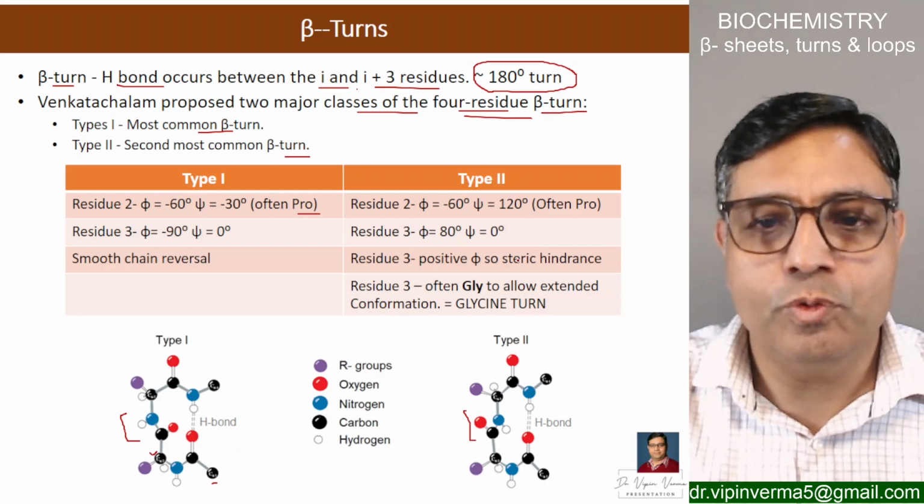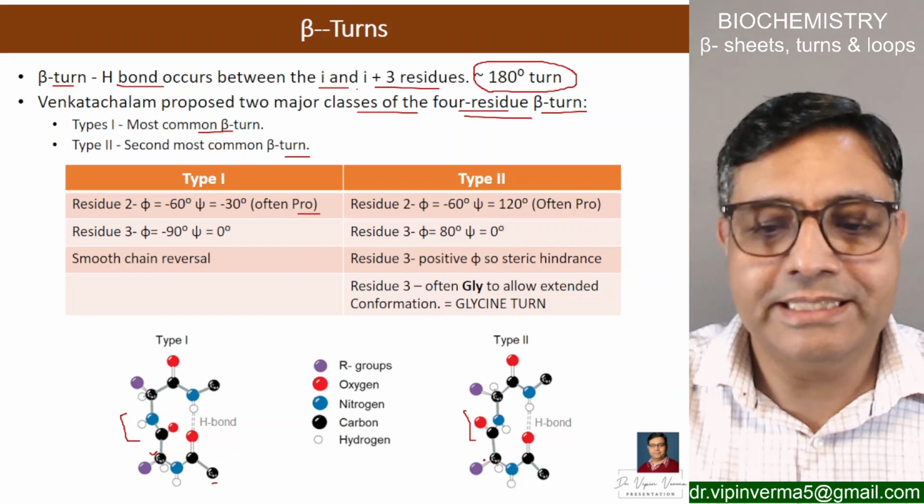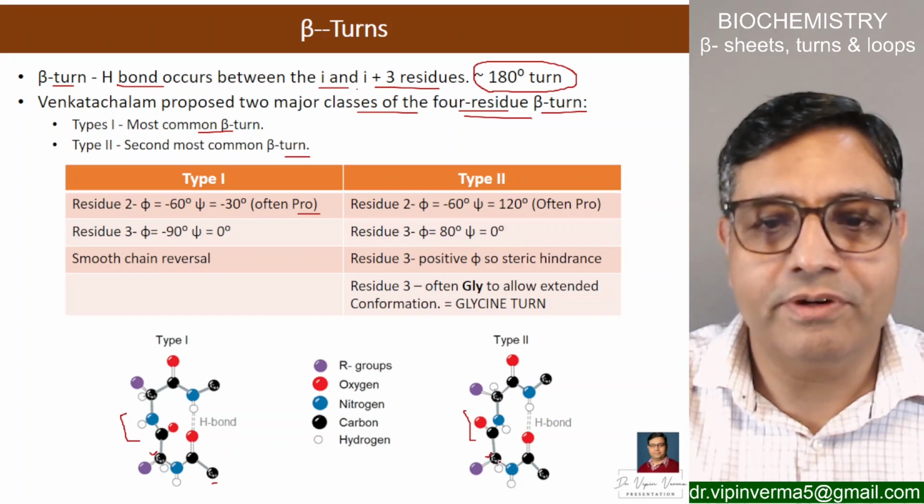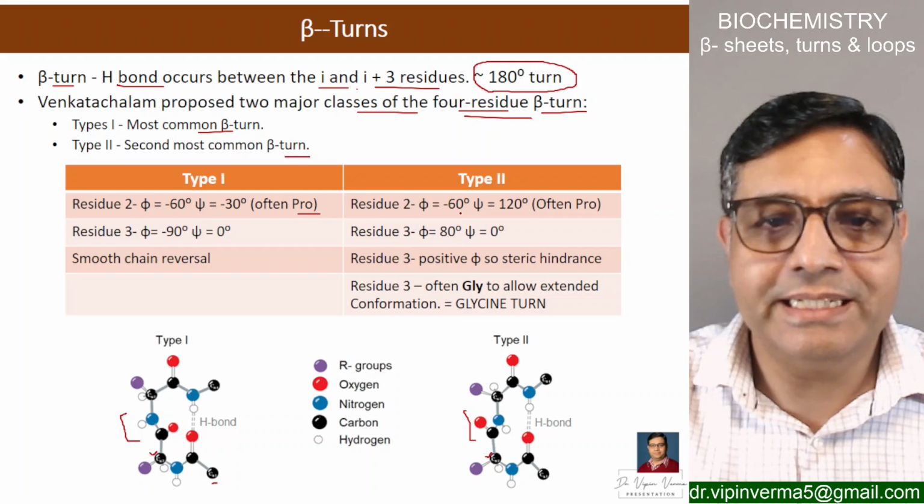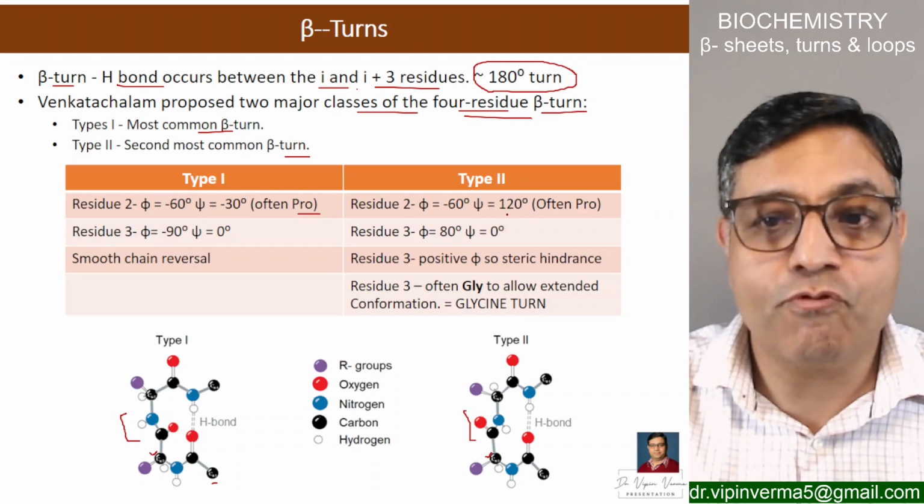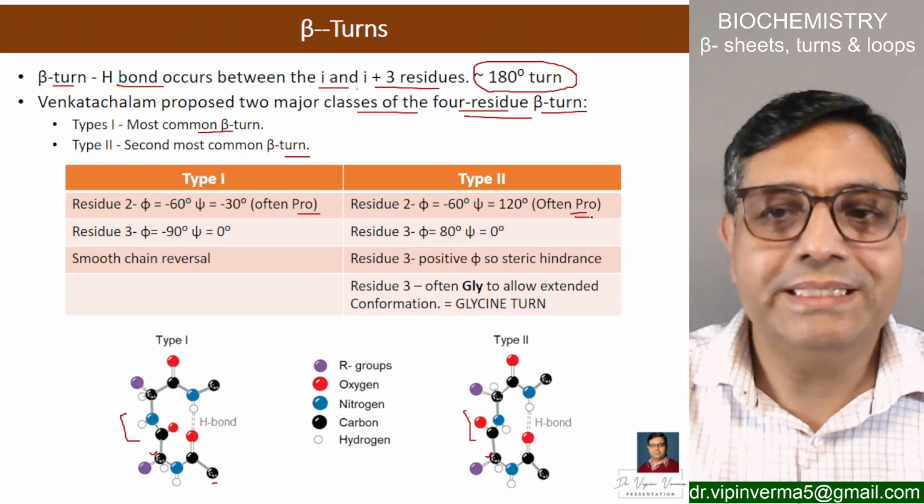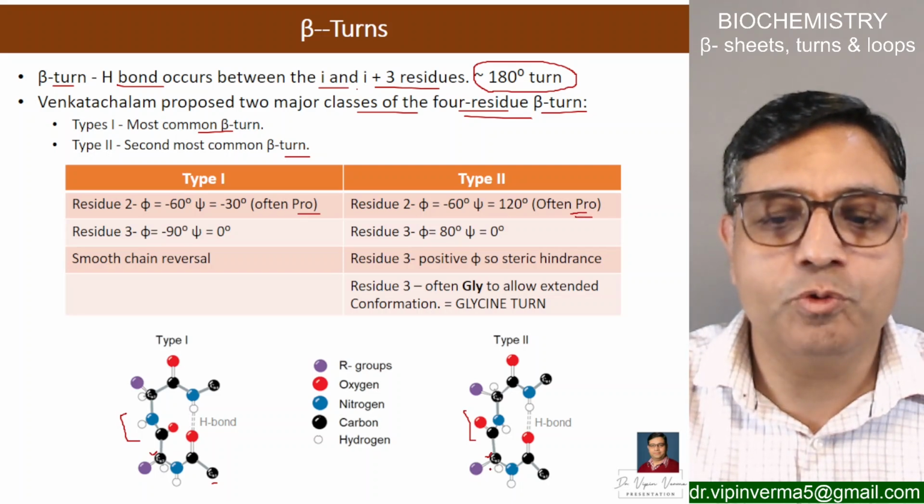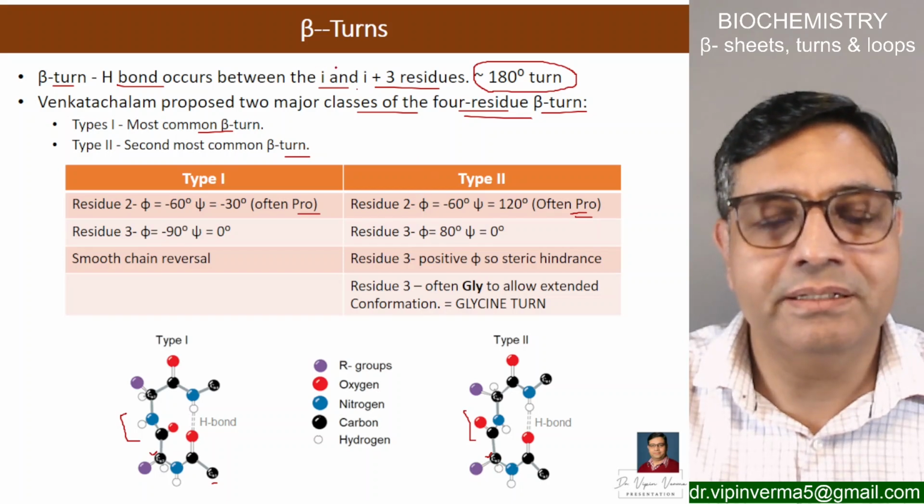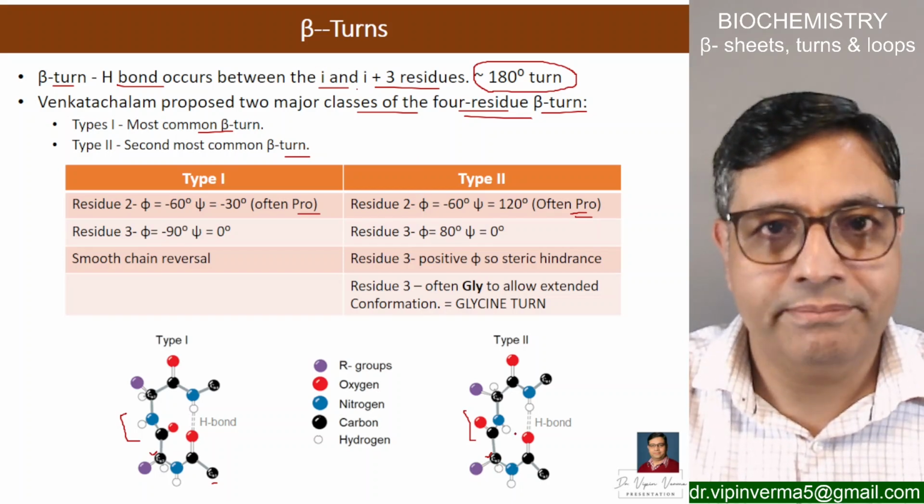And in type 2, this is again the residue number 2. We are talking this one. Phi is minus 60 degree and psi is 120 degree, and again it is often proline. So you can see here at the position number 2 in the beta turn, it is usually the proline.